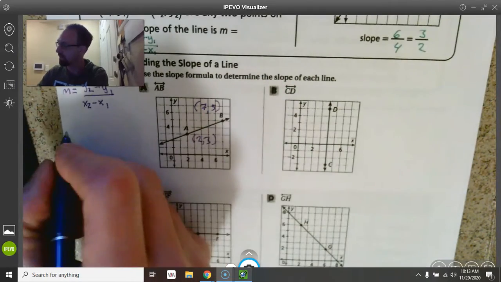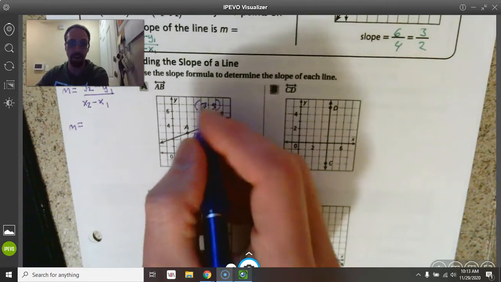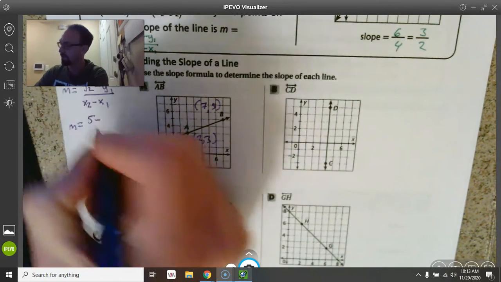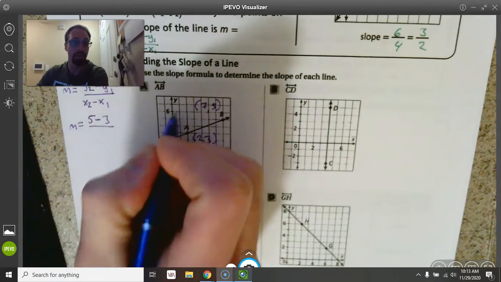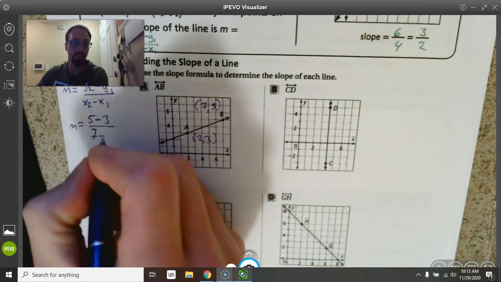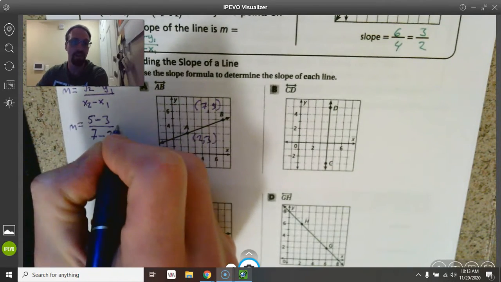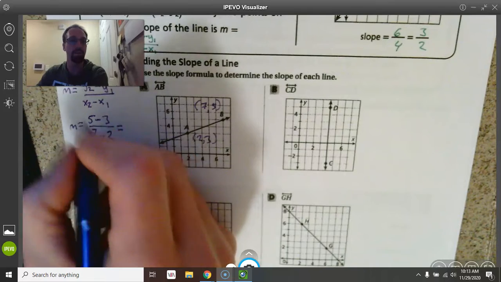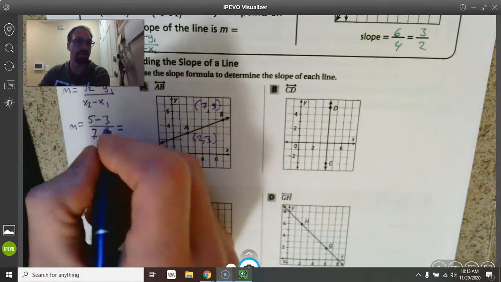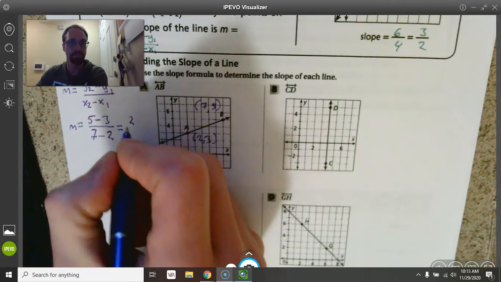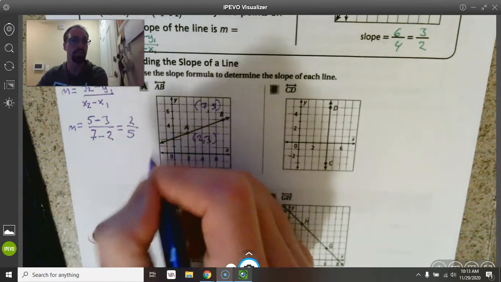So if that's my second point, then I'm going to have m equals, so y sub 2 in this case, your second y value, so that's 5, minus the first y value, so that's 3, all over your second x value, so that's 7, minus your first x value, which is 2. And then now you just simplify. So always do what's in the operations in the numerator and the denominator first. So I'm going to simplify this by taking 5 minus 3, which is 2, and then 7 minus 2, which is 5. So the slope of this line is 2/5.